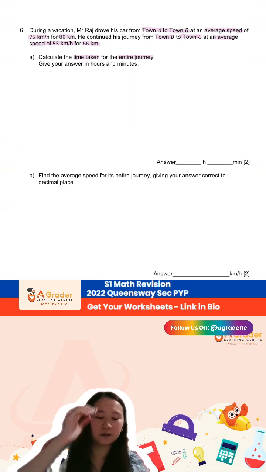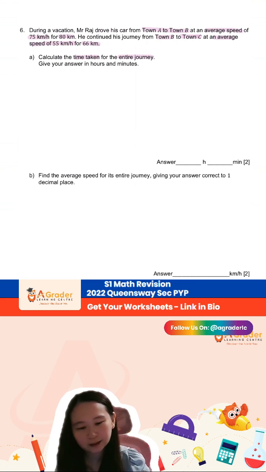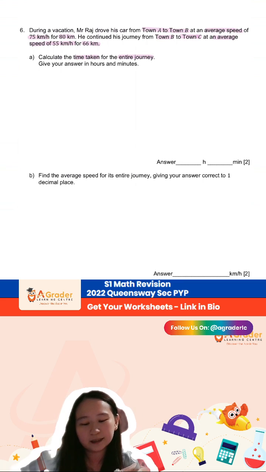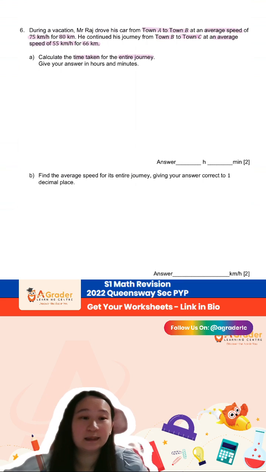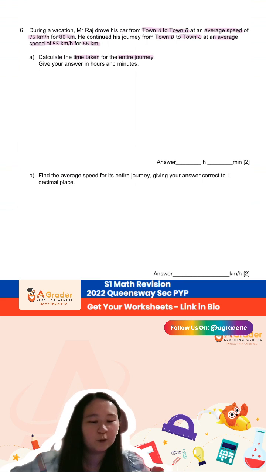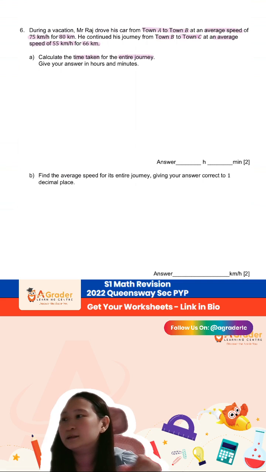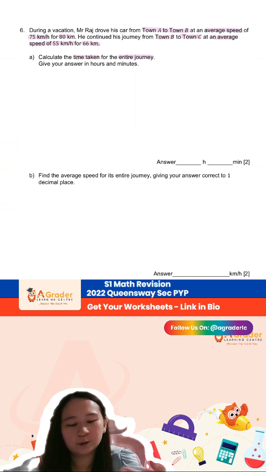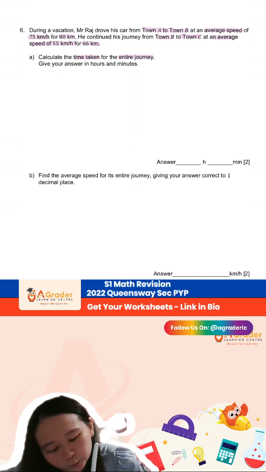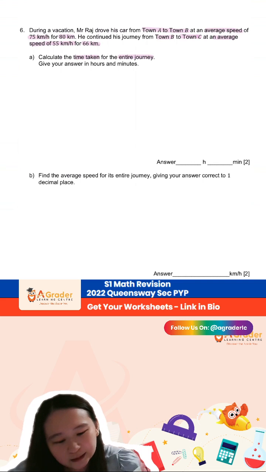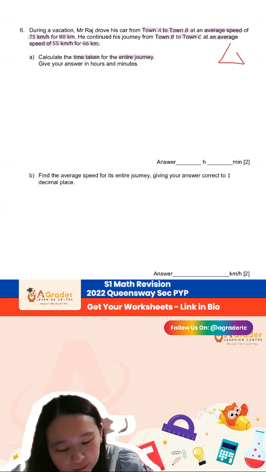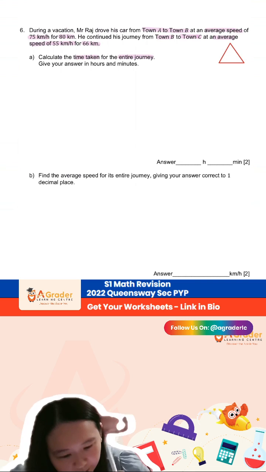So this question is on distance, speed and time. You can see that for the first part, what you are given is the speed and the distance. Actually, for both parts, you are given the speed and the distance. So if you are given the speed and the distance, you can find the time taken. For the first part from town A to town B, we take distance divided by speed to find time taken. Remember your triangle.